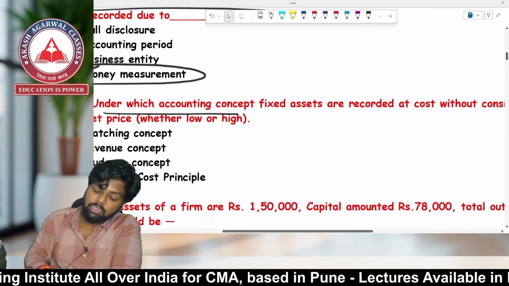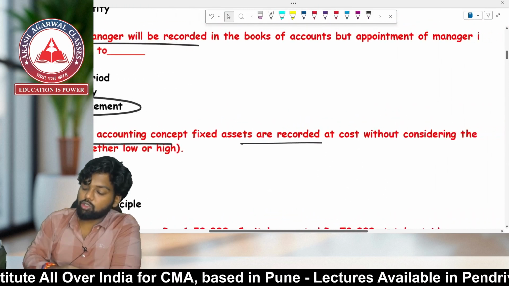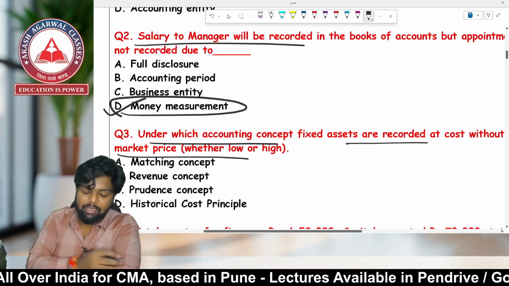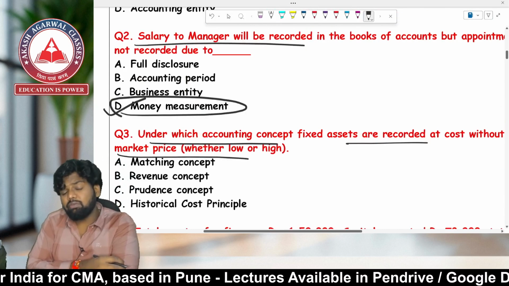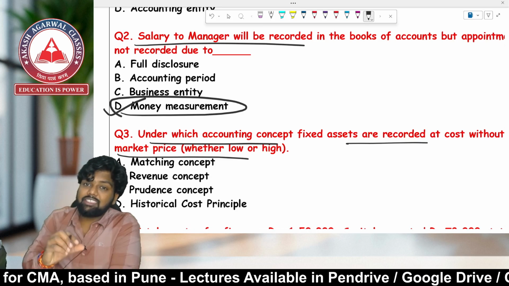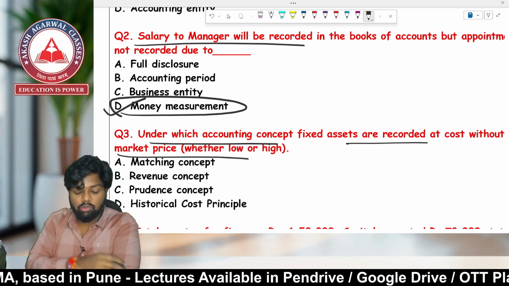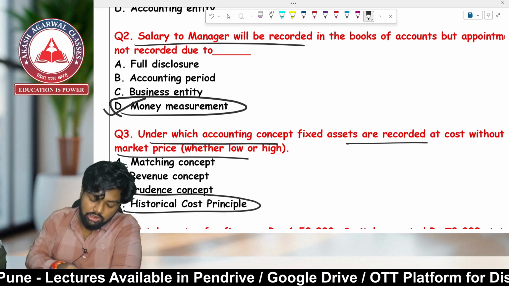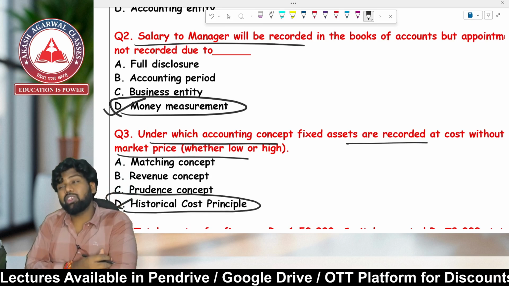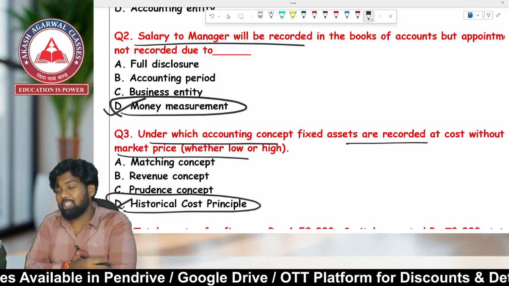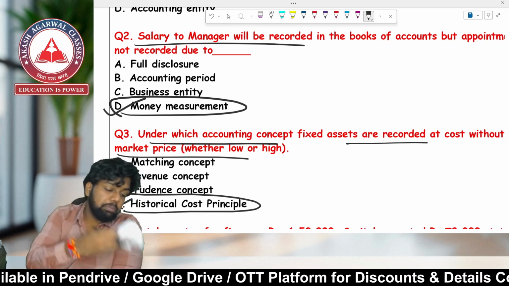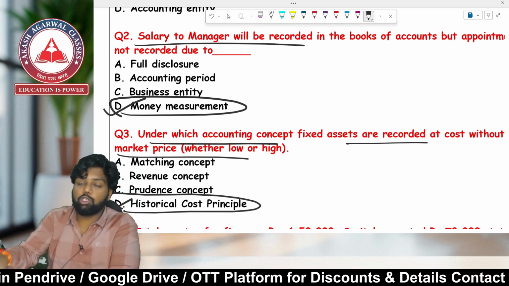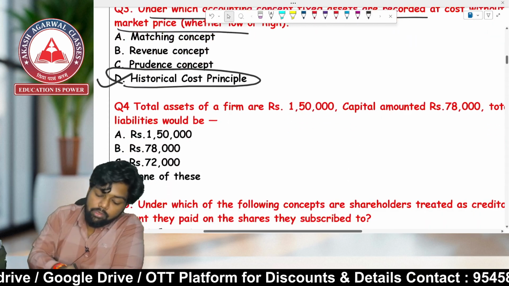Under which concept are fixed assets recorded at cost without considering the market price, whether low or high? It is known as the historical cost principle, or the cost concept. You have to record the asset at its purchase price irrespective of its market price.